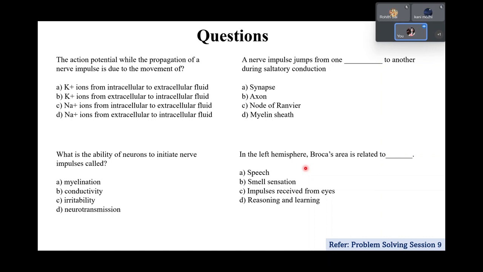So the first one is sodium, because it is sodium movement from the extracellular fluid to the intracellular fluid that initiates the action potential. Next is the nodes of Ranvier. We did this. This is between the myelin sheaths, and there is where the jump takes place. The ability to get irritated or excited is irritability, not myelination, because myelination on the contrary does not lead to conduction. Conductivity is the continuation of the action potential. Neurotransmission is at the end. The first step is the irritability or the excitability. Broca's area is related to speech.